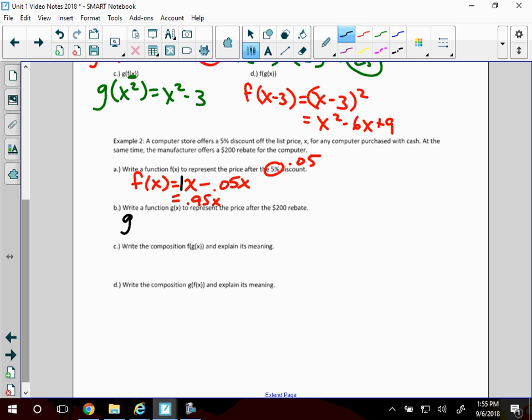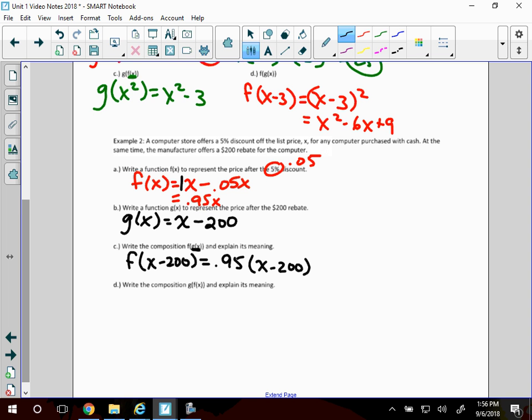Okay. Now I've got g of x, and I want that to represent the price after the $200 rebate. So that would be taking the price and just subtracting $200. All right, write the composition f of g of x and explain its meaning. So I'm going to work from the inside out. I'm going to do f of g of x. I'm going to go into the f function, and wherever I see x, I'm going to replace it with x minus 200.